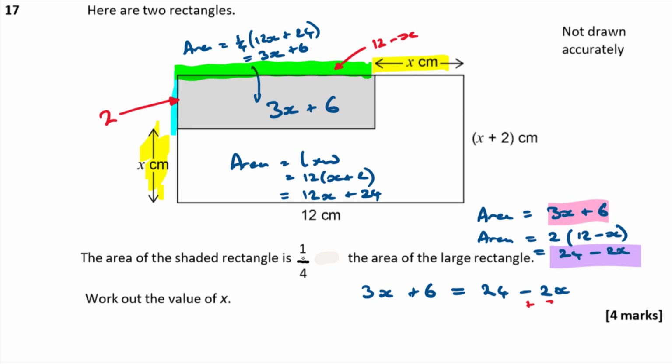So add in 2x to both sides to start with. They're going to cancel. It's going to leave me with 5x plus 6 equals 24, and then taking 6 away, minus 6 minus 6. It's going to leave me with 5x equals 18. So then x is going to be 18 over 5 then, isn't it? So 18 divided by 5, that is 3.6. So x is going to be 3.6.